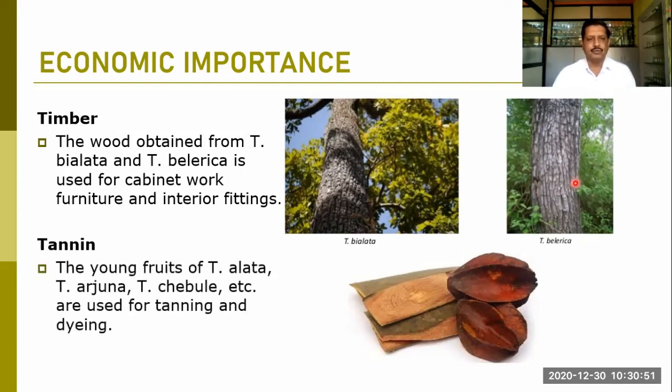And fruits of these plants, particularly Terminalia alata, arjuna, and Terminalia chebula, are used for tanning purposes, for the coloration or tanning of leather. Here, the fruit epicarp produces the dye and coloration, and because of that this is used for dyeing or tanning the leather.